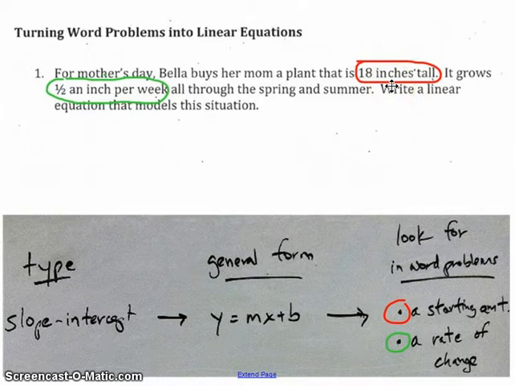18 inches tall. Well, that's the starting amount for Bella's mom, so that's what we're going to go with. We're going to say that it's born at 18 inches tall. That's fine. So that starting amount here, and then 1/2 inch per week. That's how much it's growing. That's the rate of change. So you have a rate of change and you have what I'm going to call a starting amount. So based on those two facts, you now have the general form y equals mx plus b.